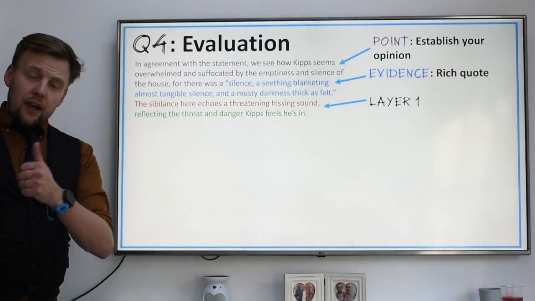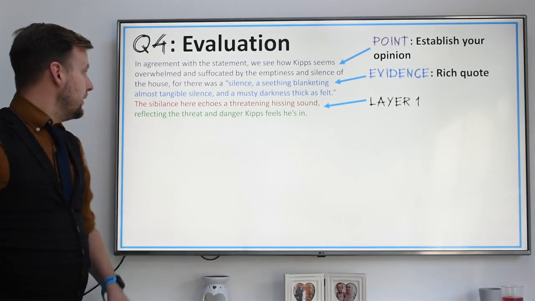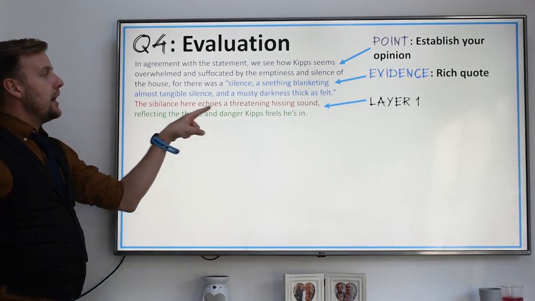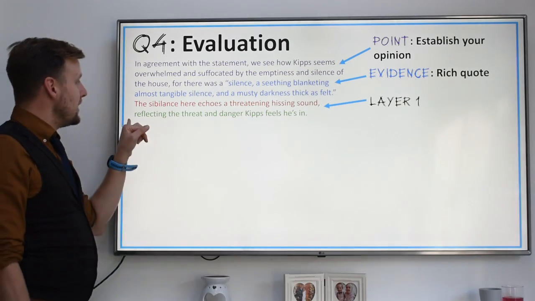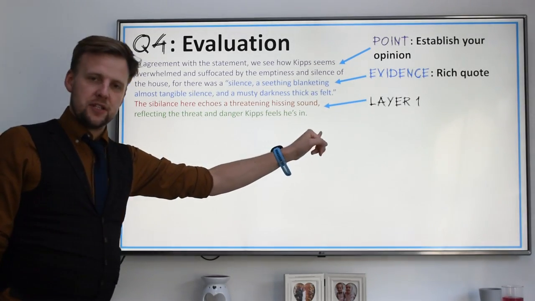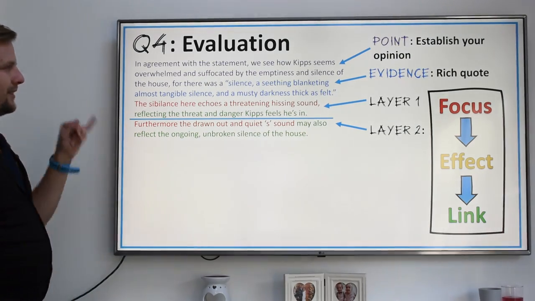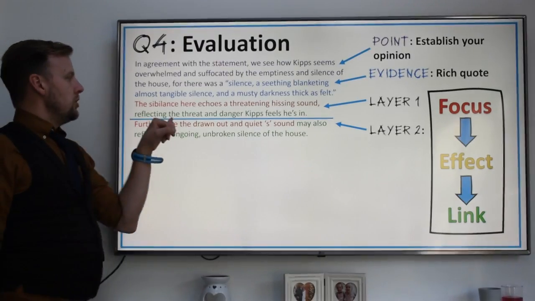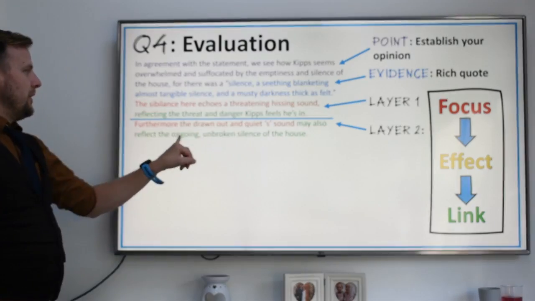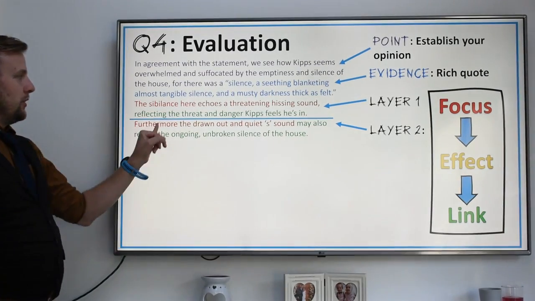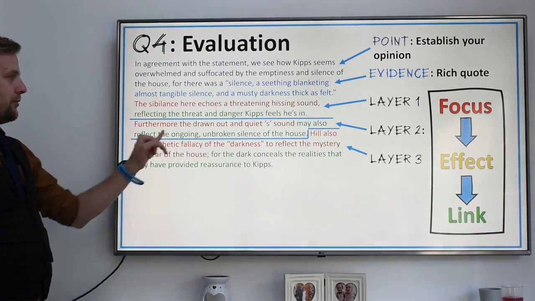Layer 1, there is our old friend, focus, effect, link. Focus, sibilance here echoes a threatening hissing sound, effect, reflecting the threat and danger Kip feels is in. Link back to the topic. Happy? No, I'm not. Next layer. Furthermore, the drawn out quiet S sound may also reflect the ongoing broken silence. Again, focus, effect, link.